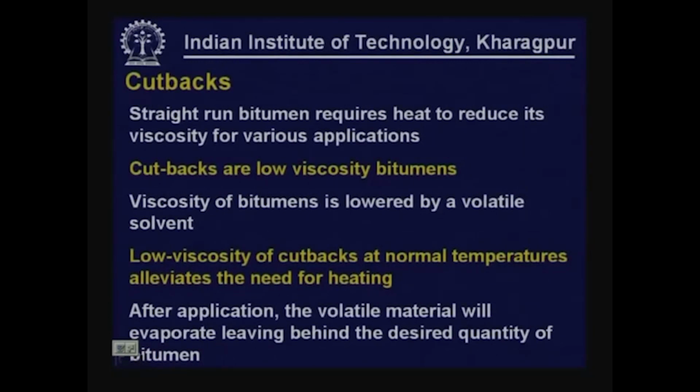But after application, the volatile matter will have to evaporate and should leave behind the desired quality and quantity of bitumen. What we ultimately require is bitumen coating the aggregates. Volatile matter is only there to reduce the viscosity and enable us to apply it. Once we apply it, after a certain time period, the volatile matter should go away, leaving behind the actual bitumen, the quantity of bitumen that we require.